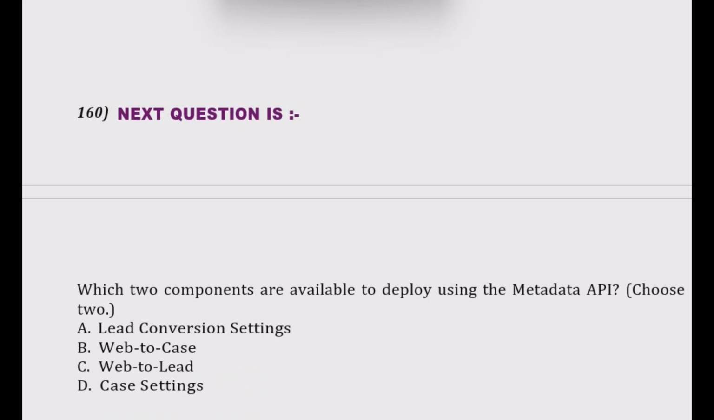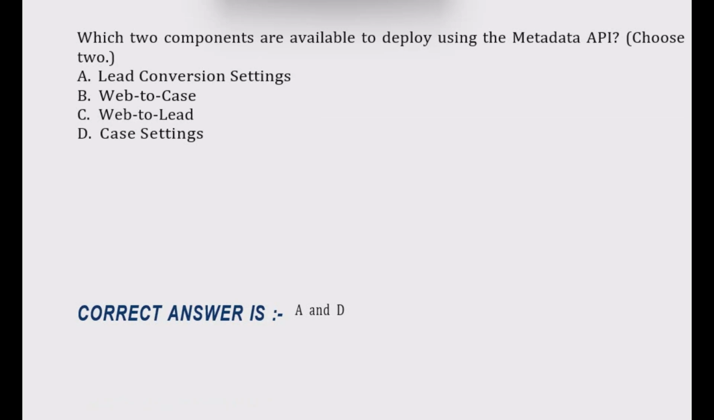Question is, which two components are available to deploy using the Metadata API? Option A, lead conversion settings. Option B, wave to case. Option C, wave to lead. Option D, case settings. Correct answer is option A and option D.